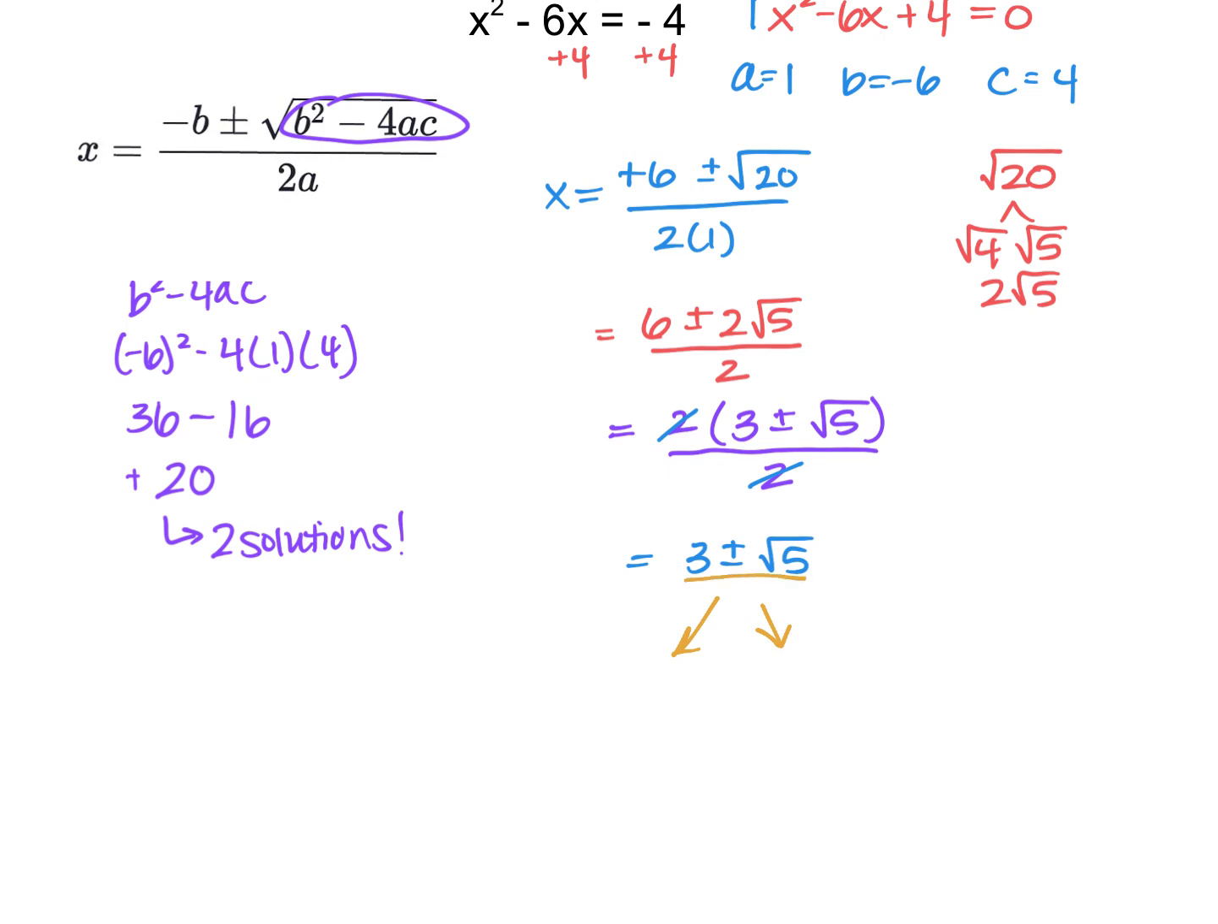To find each solution, I'm going to break that apart. My denominator here is over 1. You can write it as over 1 or just leave it as the numerator. It's implied that it's over 1. One of my solutions is going to add 3 plus the square root of 5. The other solution is going to subtract 3 minus the square root of 5.